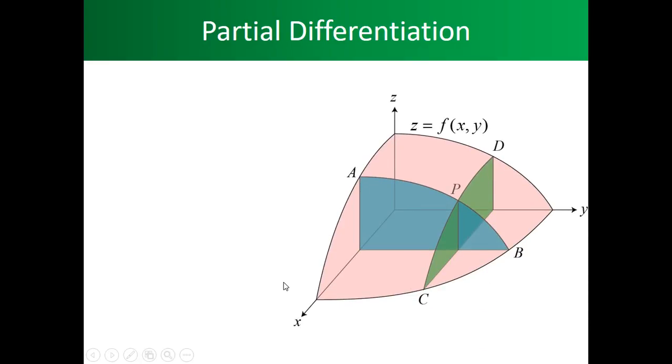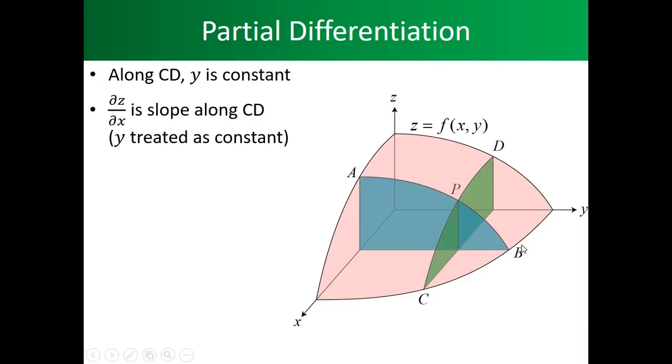Okay, now let's look at this again as we look at CD. As we look here at CD, we see what is constant. Y is not changing. So we're taking a partial of z, of our function, as it relates to x. And we can see that x is changing. And y is treated as a what? Constant. It doesn't move.